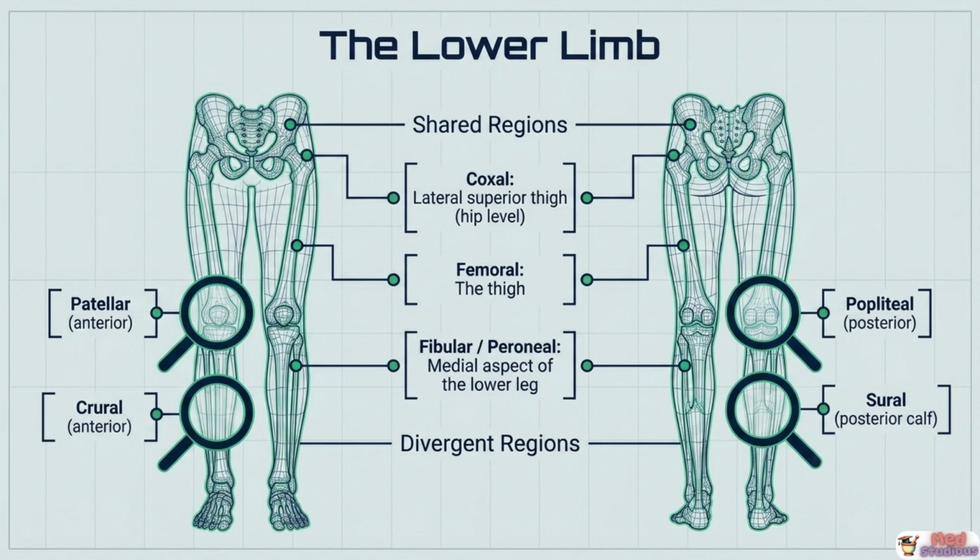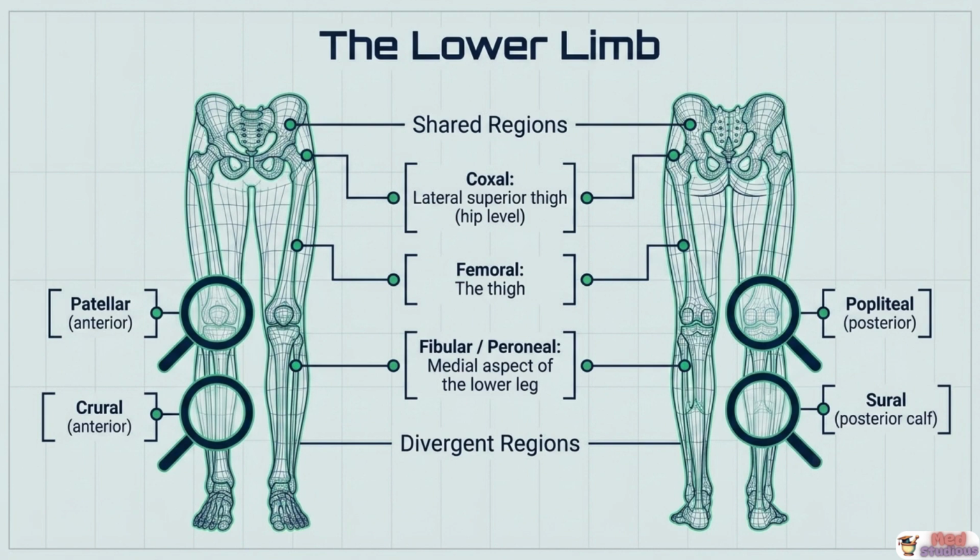The divergent regions separate anterior from posterior. Anteriorly, the patellar region covers the front of the knee, the patella and its surrounding bursa and ligaments. The crural region is the anterior lower leg. Posteriorly, the popliteal region is the back of the knee, the popliteal fossa with its critical neurovascular bundle. The sural region is the posterior calf, the gastrocnemius and soleus complex.